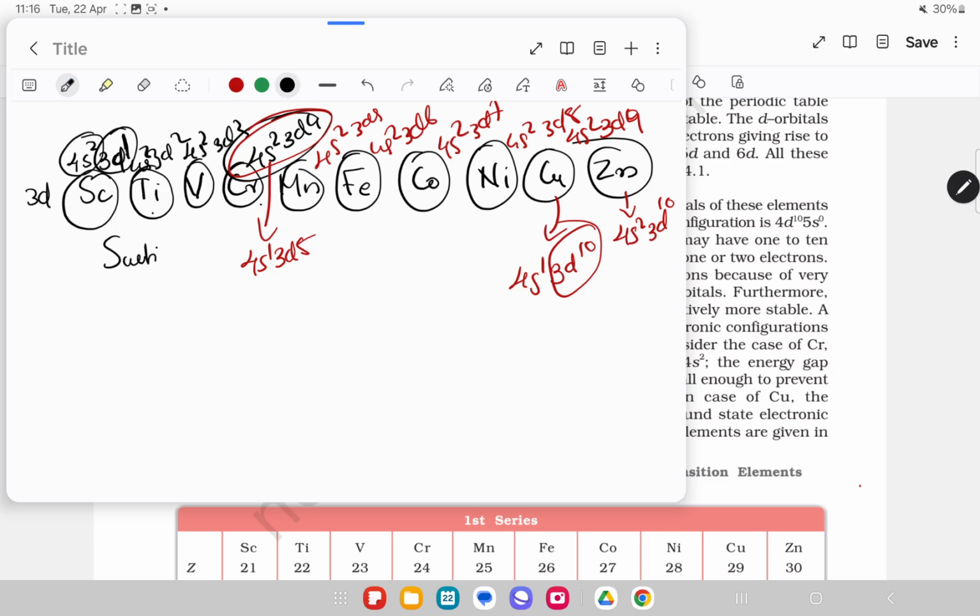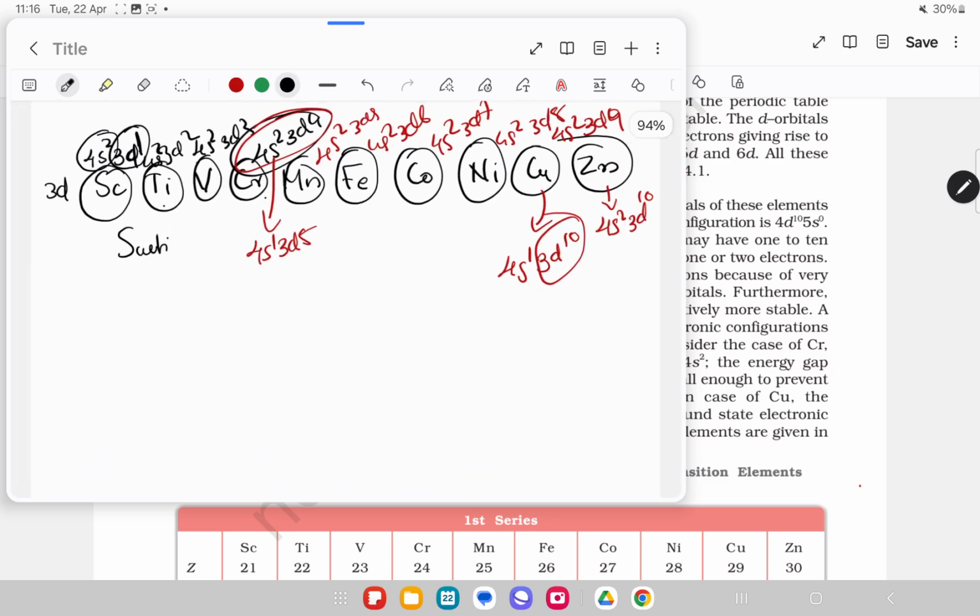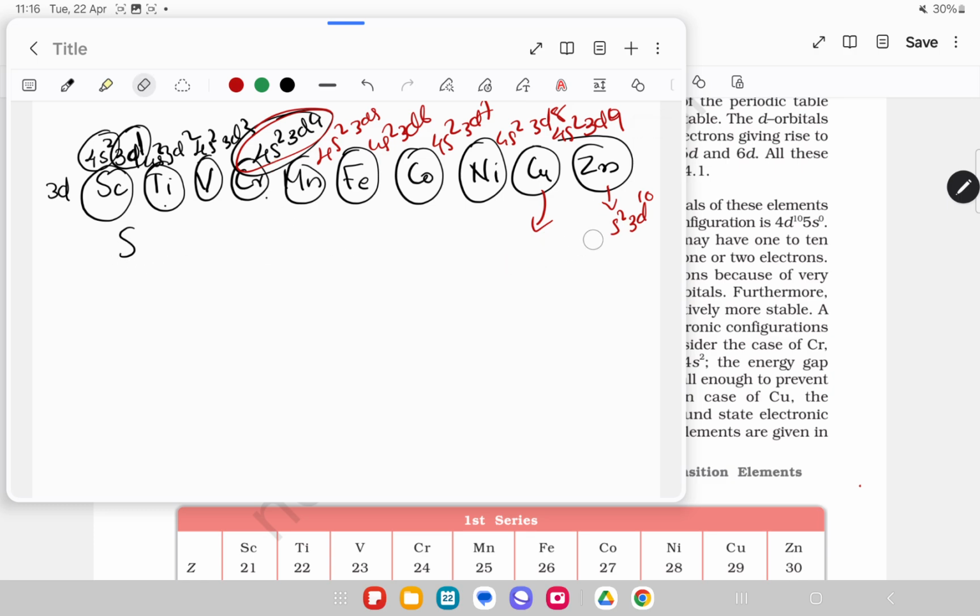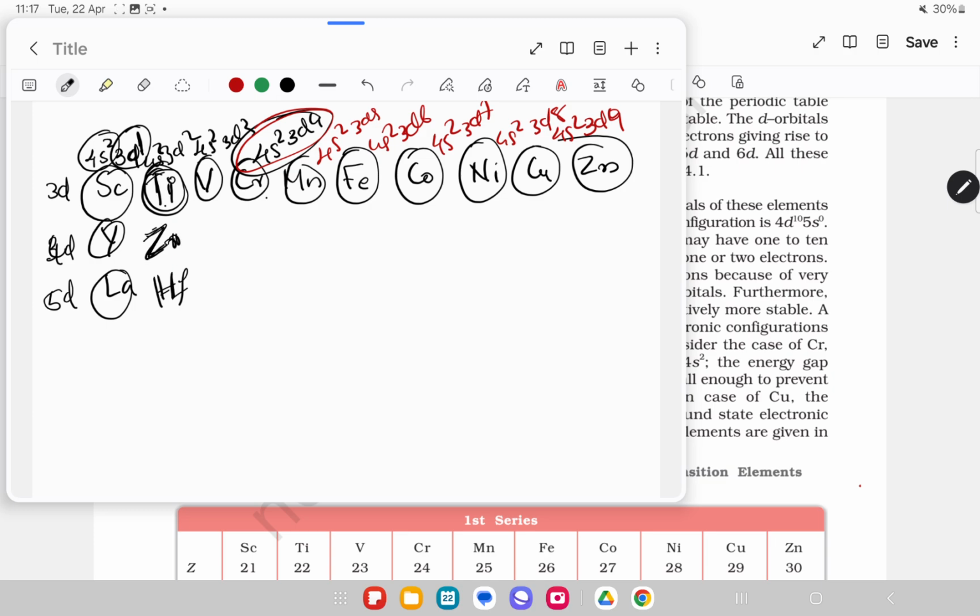Now how to study the series below, I will give the trick. We should not stop here, we need to study 3d, 4d as well as 5d. So here you learn like Skyla: scandium, yttrium and lanthanum. Then Ti, Tiger Shroff. Tiger Shroff is a famous actor in Hindi, you know, right? So Tiger Shroff: titanium, zirconium, hafnium. Then vanadium, niobium, tantalum. How to study this actually?